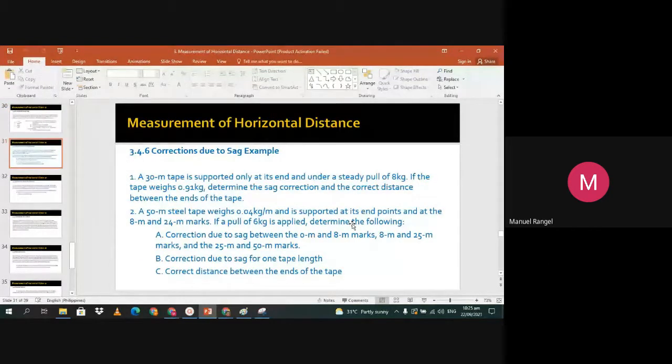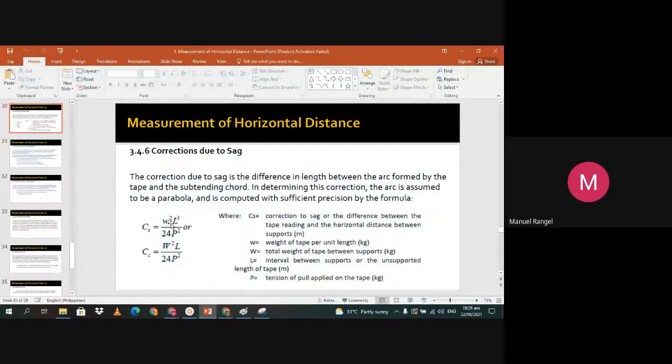So let's have some example. Note the weight. Equation 1 is employed when the weight of tape per unit length, small w, is given and the values of L and P are known. If instead the total weight of tape between supports, W, is given, equation 2 is used. So it depends on what is given, small w or the total weight of tape.